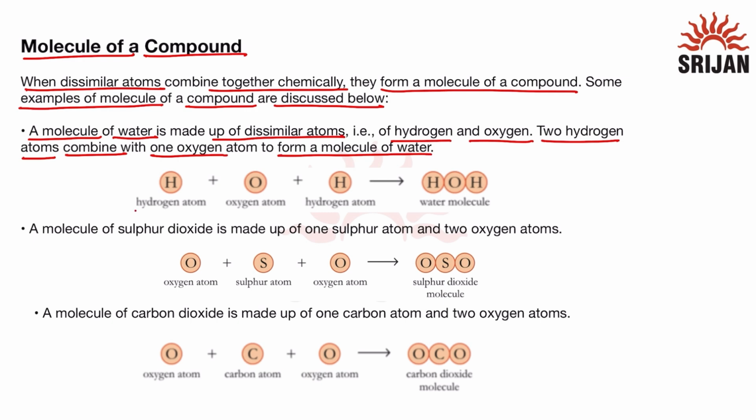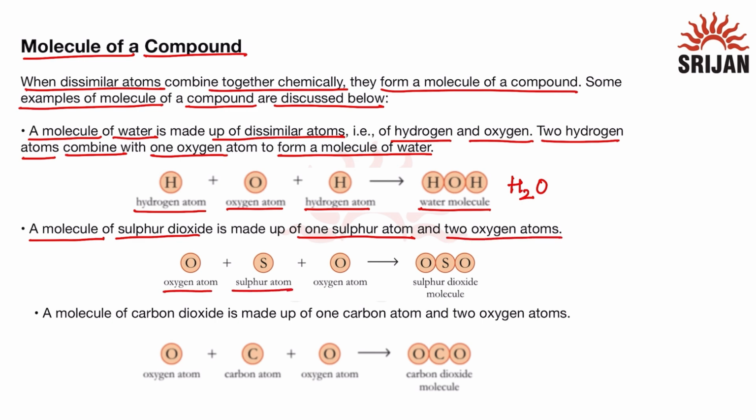For example, if we take one hydrogen atom, it combines with one oxygen atom and another hydrogen atom, and it will form one water molecule that is represented as H2O. This represents that we take two atoms of hydrogen and one atom of oxygen. Now a molecule of sulfur dioxide is made of one sulfur atom and two oxygen atoms. If one oxygen atom combines with one sulfur atom and another oxygen atom, it will form a sulfur dioxide molecule which is represented as SO2. That means there is one atom of sulfur and two atoms of oxygen.